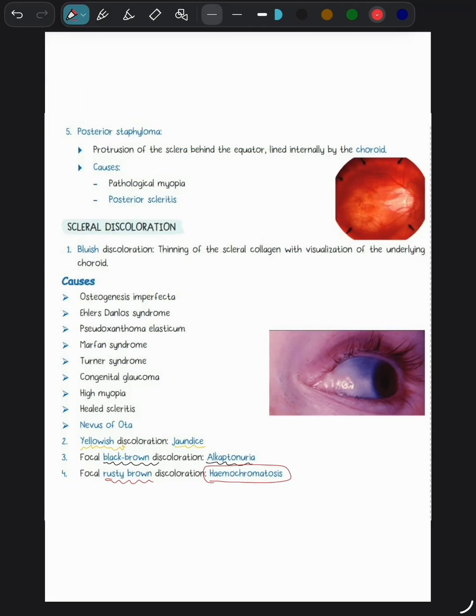So we have done the topic of the sclera and the episclera. What we learned: the anatomy of the sclera, then scleritis, scleromalacia perforans, staphyloma and its different types, and the causes of discoloration of the sclera. The bluish discoloration causes, yellowish discoloration causes, black brown discoloration, and the rusty brown discoloration.